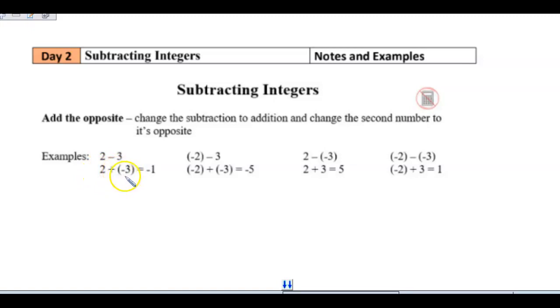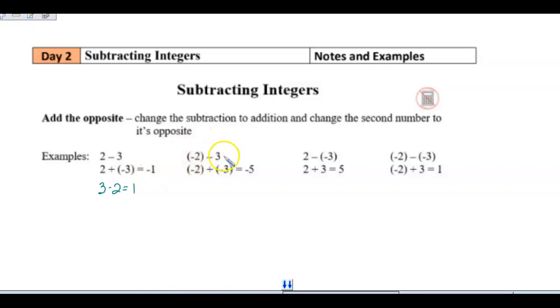Now if you remember, if we have different signs, we find the difference and then assign the sign with the one with the most. So we have 2 and negative 3. 3 minus 2 is 1. I have 2 positives and 3 negatives, so I have more negatives, and so that's why it's a negative 1.